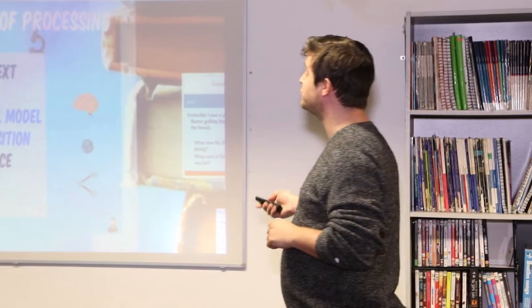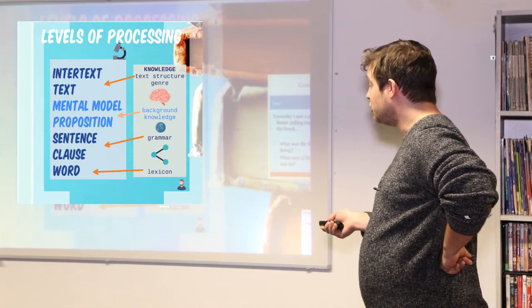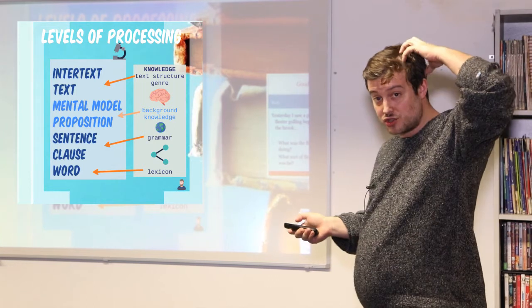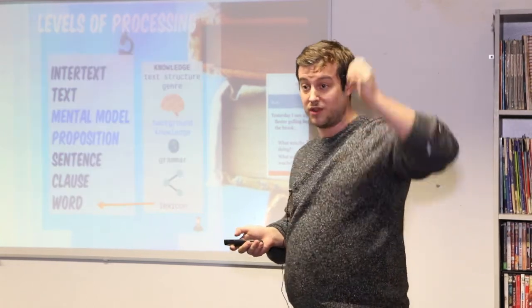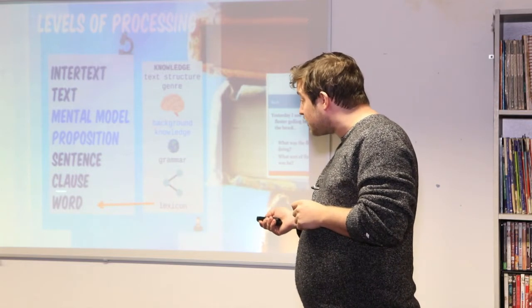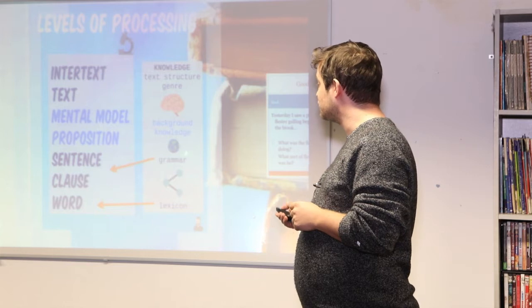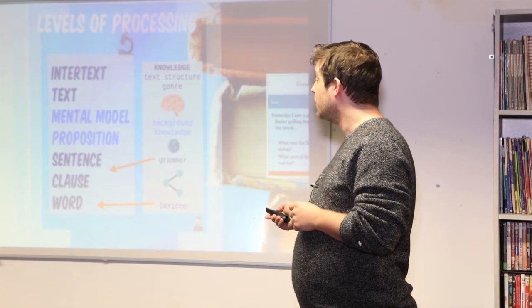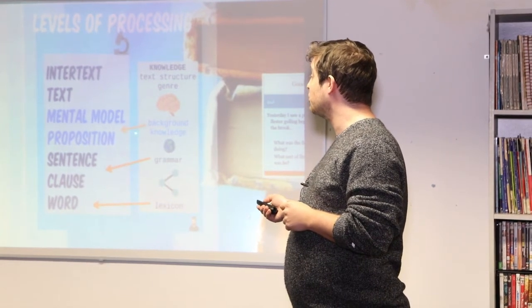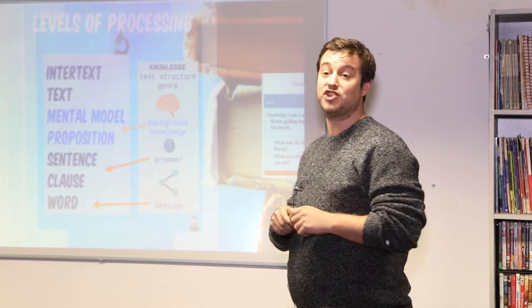Okay, then this is another model here. This is levels of processing. So here, if we start at the bottom, you process at the word level. You need access to your lexicon, to your resource, all the words that you know while you're doing that. And then coming up the complexity at the clause level, at the sentence level here, you need access to the grammar that you know. And then, very important and most interesting for me is this distinction here between sentence and proposition.